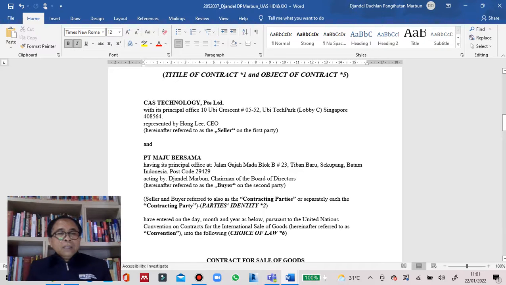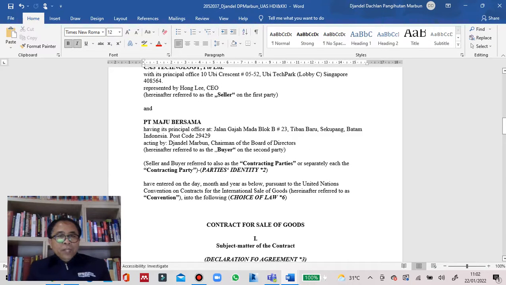PT Maju Bersama, having its principal office at Jalan Gajah Mada, Block B, number 23, Tiban Baru, Kepulauan Batam, Indonesia, postcode 29429, acting by Djandel Marbun, Chairman of the Board of Directors, and hereinafter referred to as the buyer or the second party. Seller and buyer are referred to also as the contracting parties or separately each the contracting party, and this is in the structure of the contract as the parties' identity.